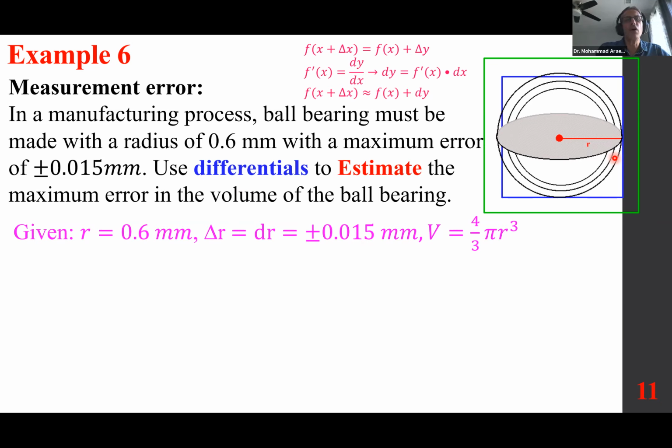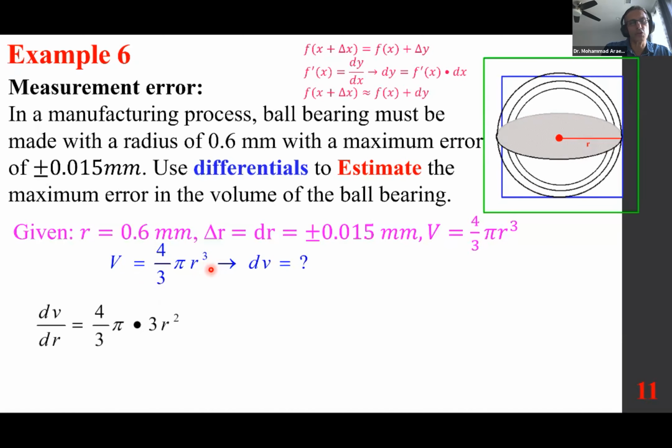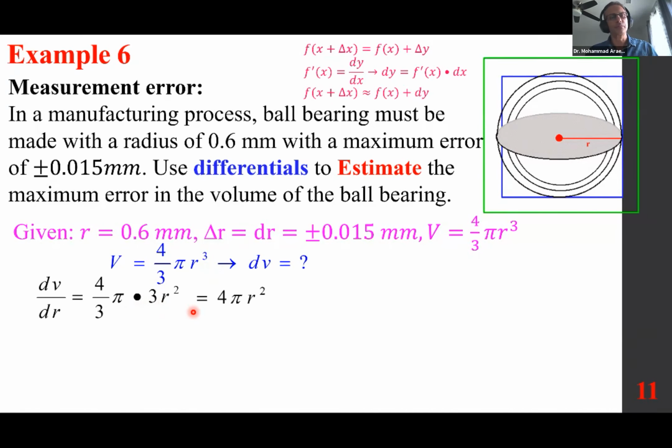So as far as the estimate is concerned, we want to find dV. Let's find the derivative of this with respect to R. dV dr, you can even say V prime of R, is 4/3 pi, which is just a number, a coefficient. So you want to differentiate R cubed, which gives you 3R squared. We've seen this before. And this is 4 pi R squared. So that's dV dr. Now, what is dV? The same thing, tag along dr.